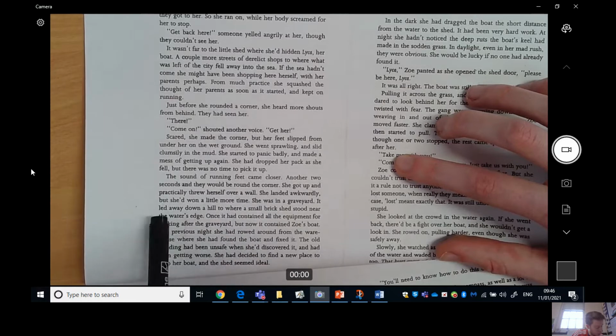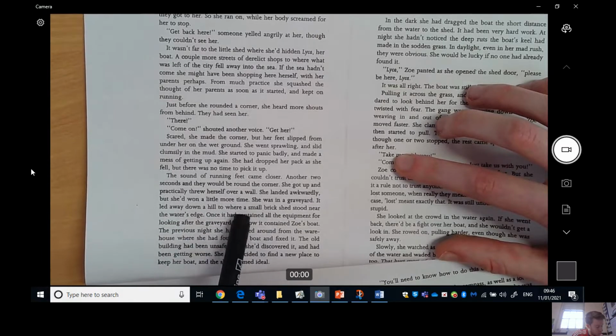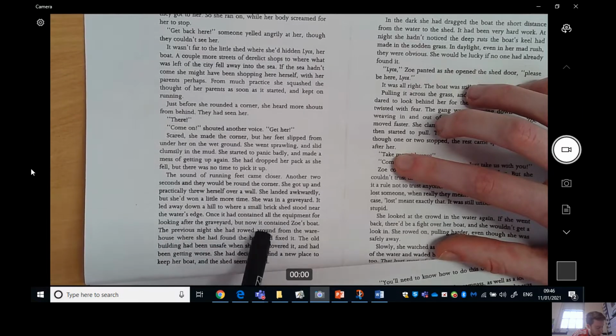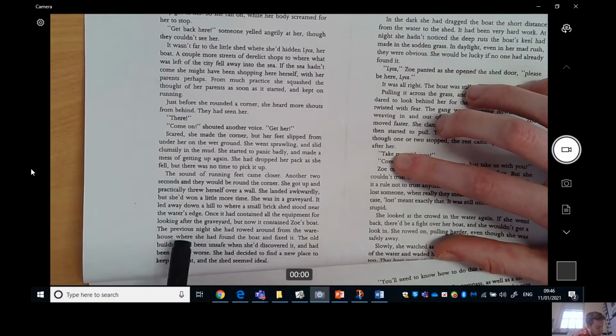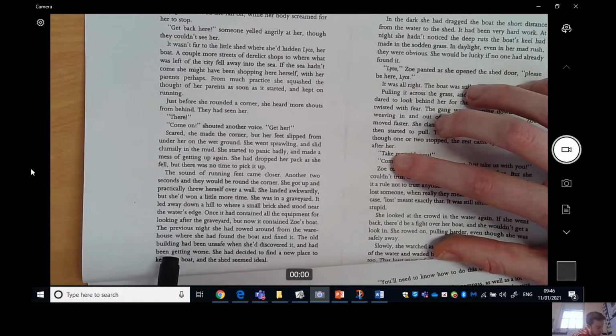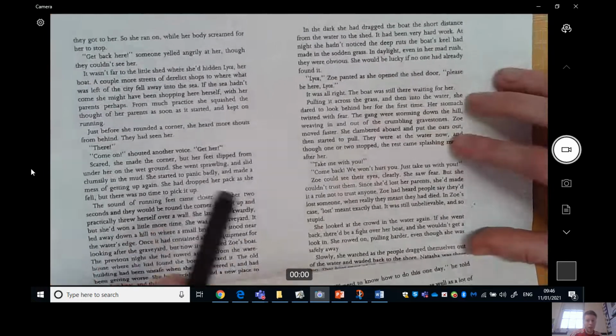She was in a graveyard. It led away down a hill to where a small brick shed stood near the water's edge. Once it had contained all the equipment for looking after the graveyard, but now it contained Zoe's boat. The previous night she had rowed around from the warehouse where she had found the boat and fixed it. The old building had been unsafe when she discovered it and had been getting worse. She decided to find a new place to keep her boat, and the shed seemed ideal.